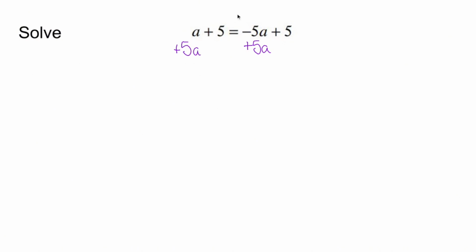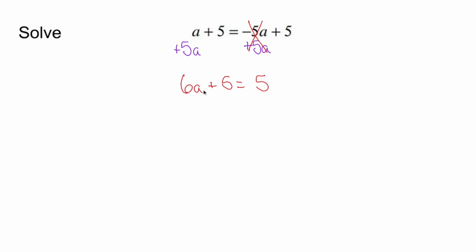Okay, the negative 5a and the positive 5a on the right cancel each other out. 1 apple plus 5 apples is 6 apples. How about them? Drop down the plus 5, drop down the equals, and drop down the 5. Now I have myself a two-step equation.